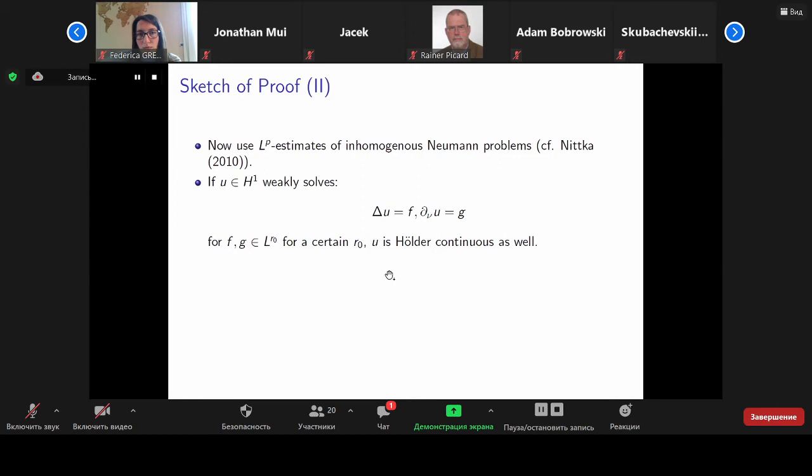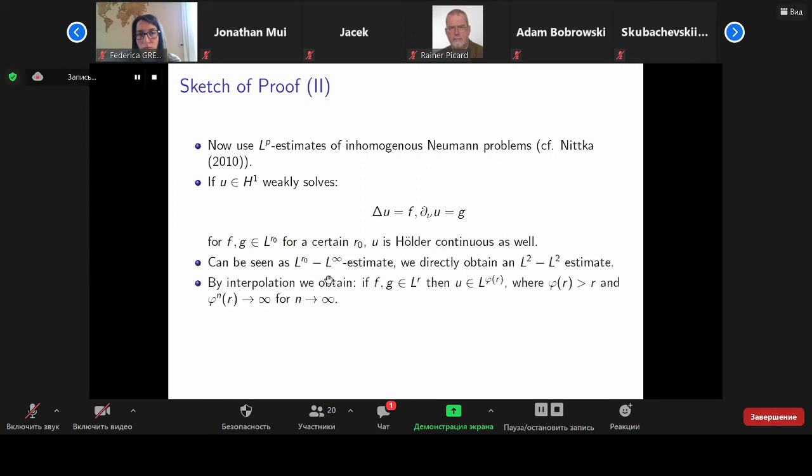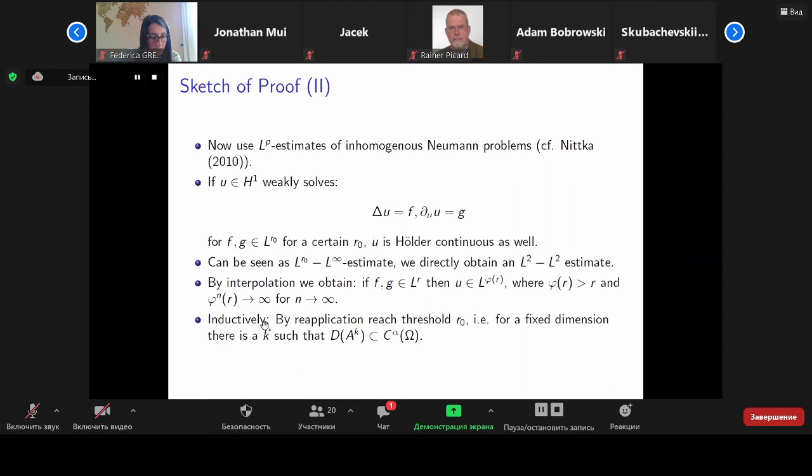And now one can see this as an L^r0 to L infinity estimate, because of course Hölder continuous functions are also bounded. And one also can obtain an L^2 estimate simply by integration by parts. And then one uses some interpolation. So if f and g lie in any L^r space, then the solution to this Neumann problem has better integrability. And now one just reapplies those Neumann systems and so on. And soon we will reach the threshold r0. And so we will obtain Hölder continuity.